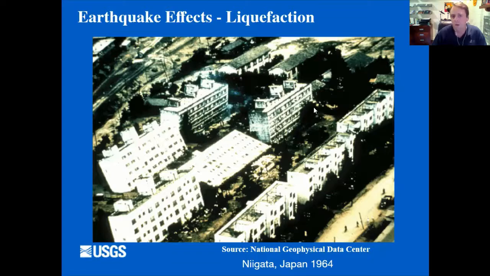These apartments, condos, whatever they were, were actually built on land that had been reclaimed from probably a wetland, filled in. The water content was still there. When the earthquake happened, it actually caused the buildings to sink. And that's why they look all kind of crazy.